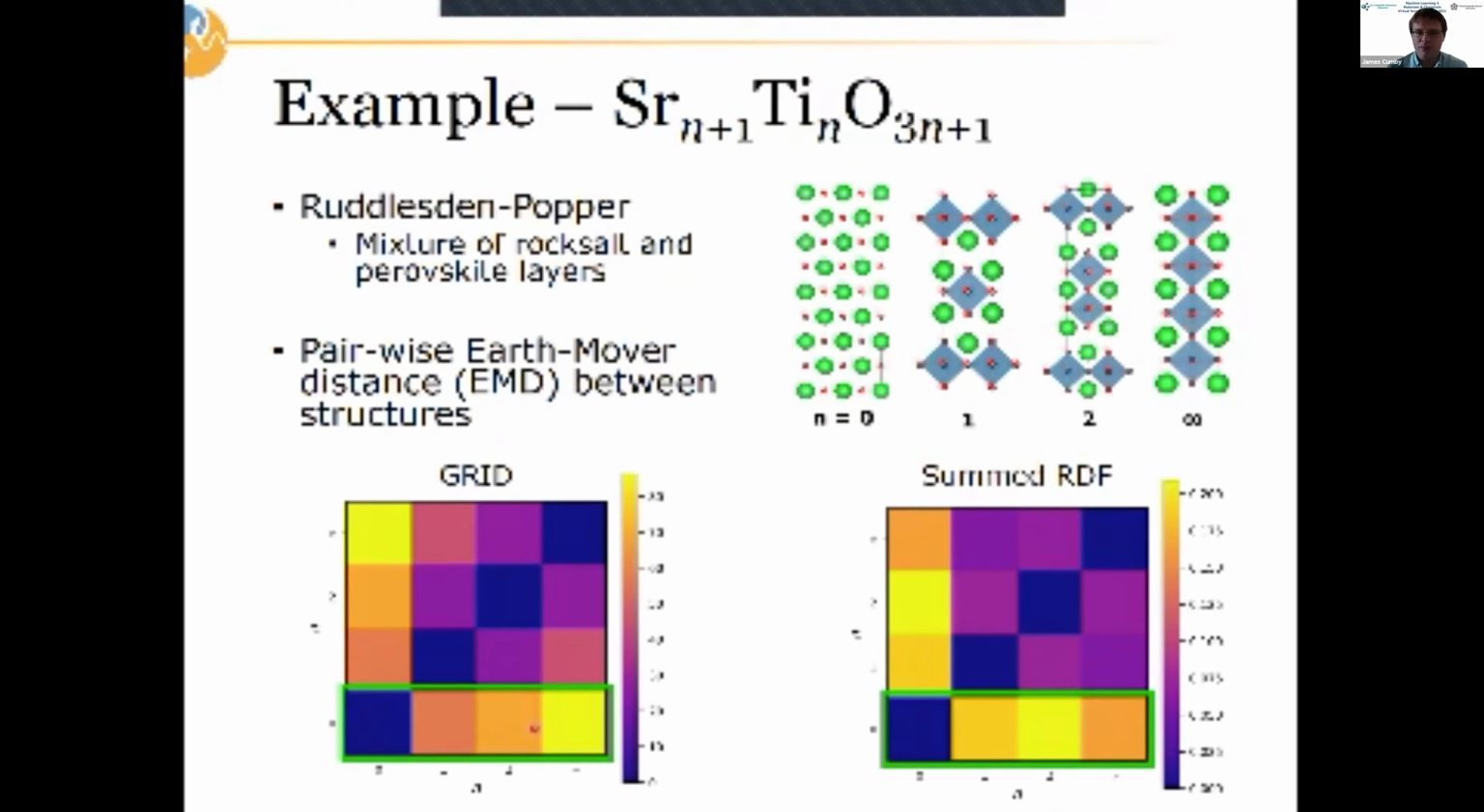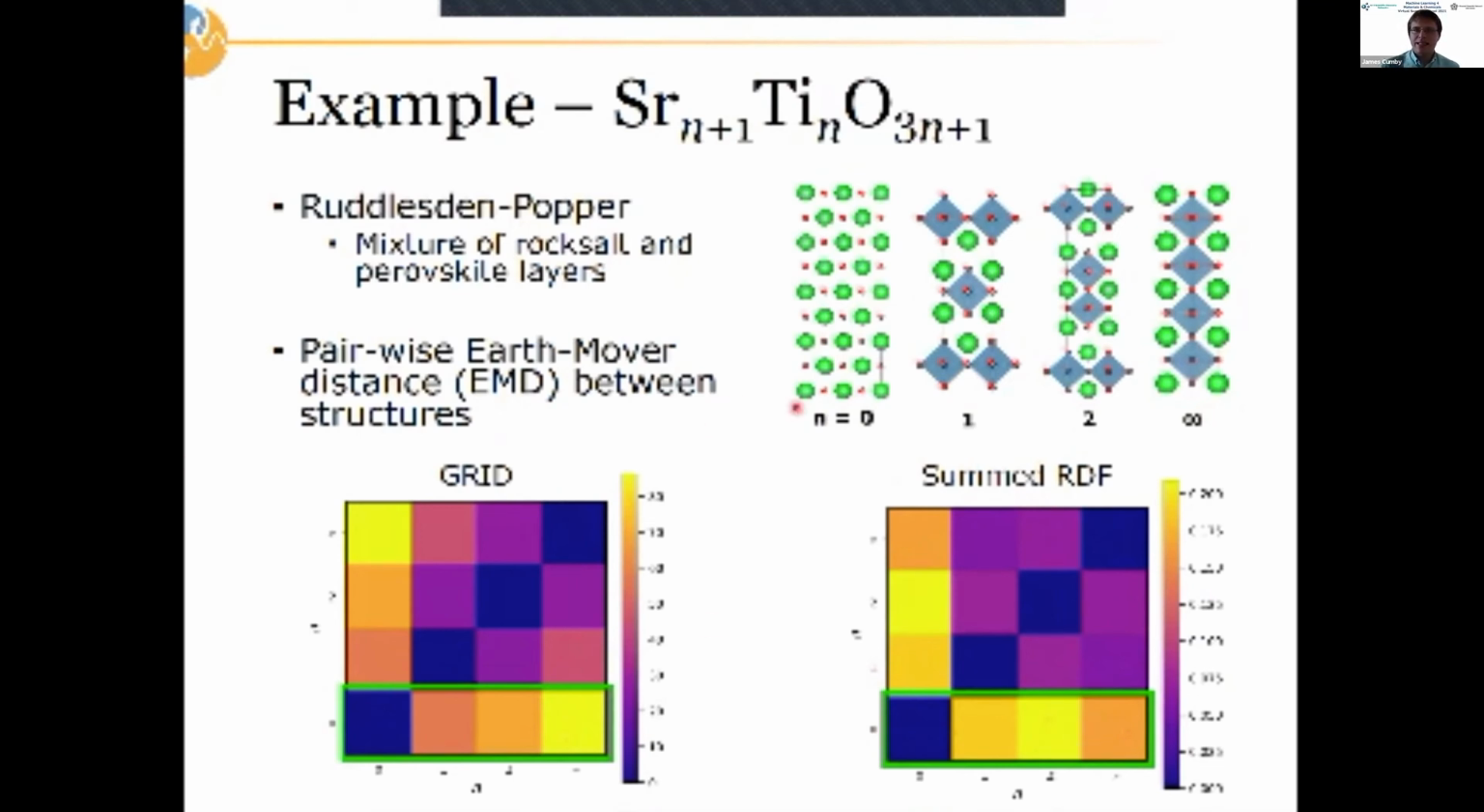So the infinite one is most dissimilar to n equals 0. Conversely, if you just look at the summed RDF, or the basic RDF, it actually predicts that the infinite one is closer to n equals 0 than to n equals 2, which chemically is nonsense. So that's a tick for grid in terms of making chemical sense.